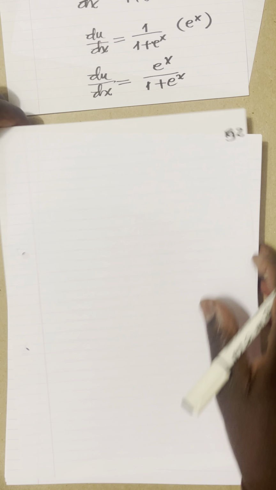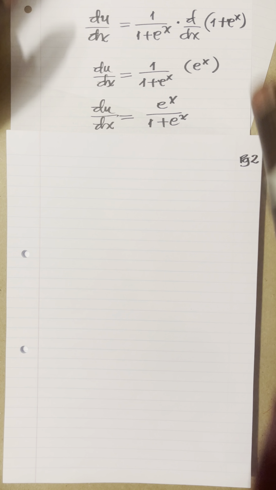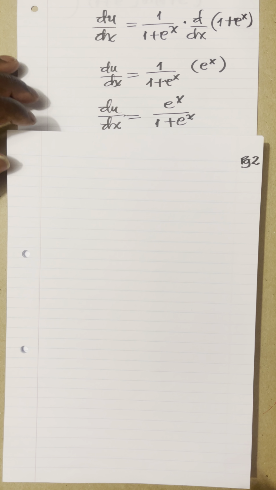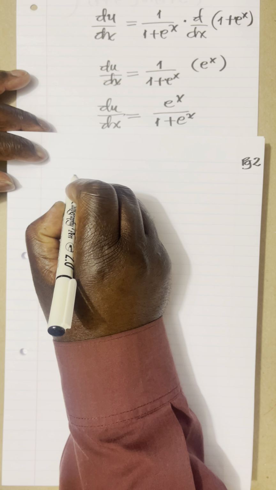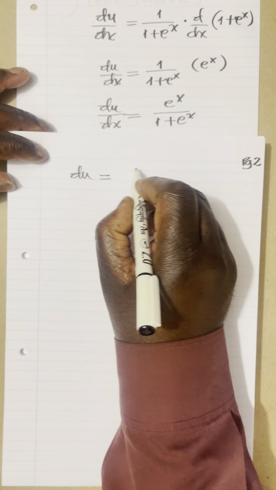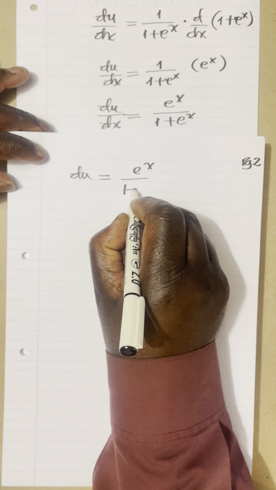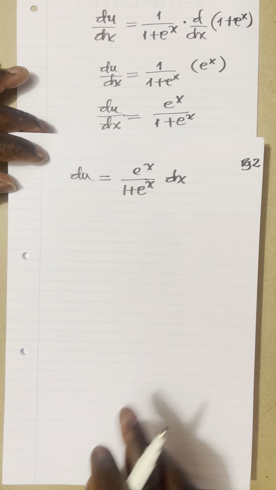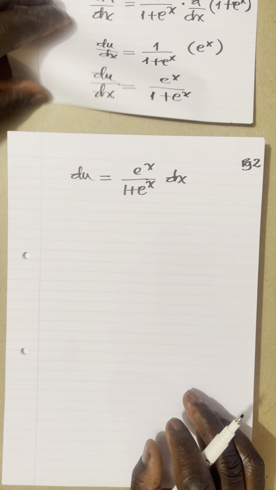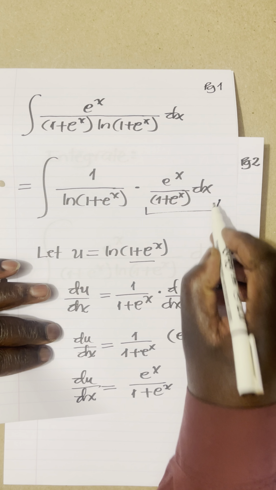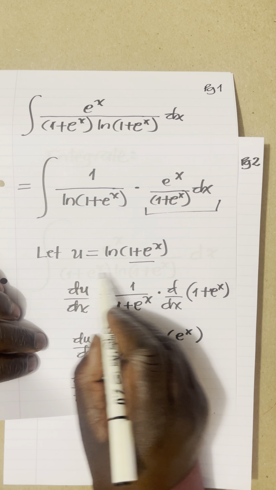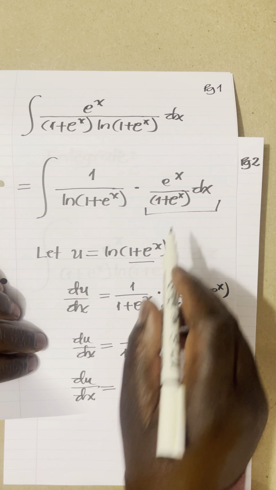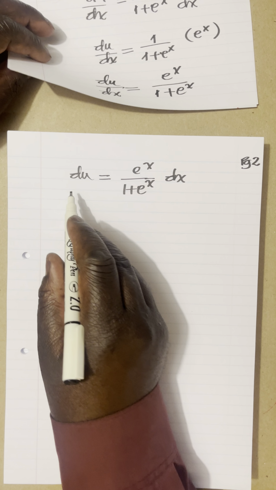Moving on to our next page, and just to finish this off, now we have, if you agree with me, du is equal to e to the power x all over 1 plus e to the power x dx. Now, if you agree with me, this expression here is exactly what we have over here. So now I can have 1 over u, remember u equals the natural log of 1 plus e to the power x, times this expression here, as you can see, is just du.